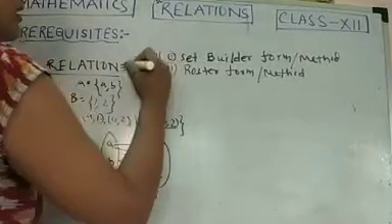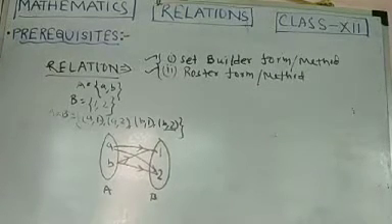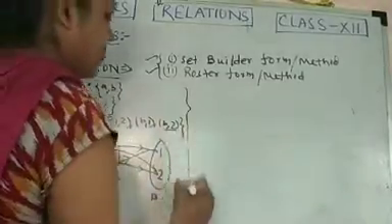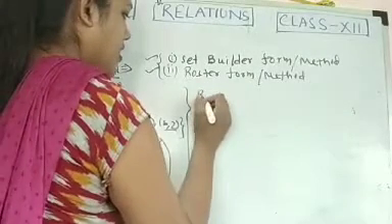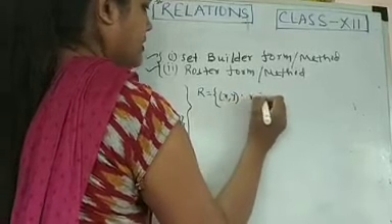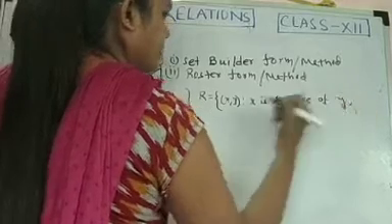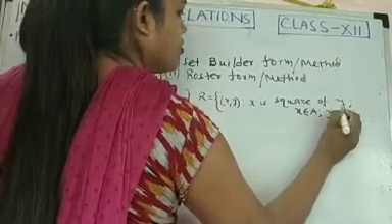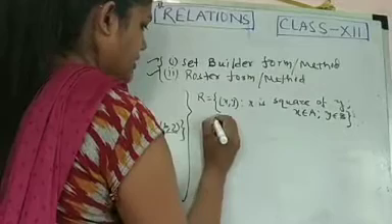And these two methods, set builder form and roster form, are the algebraic representation methods. These two are also representations of our relation. Suppose we consider the set builder form: R equals {(x, y) such that x is the square of y, where x belongs to A and y belongs to B}.